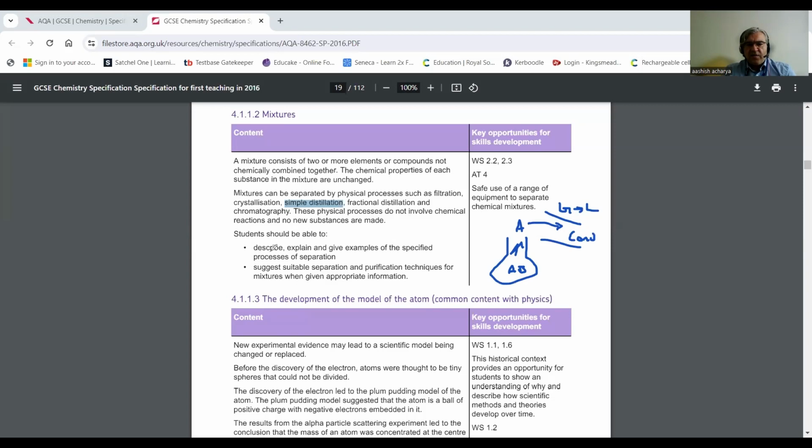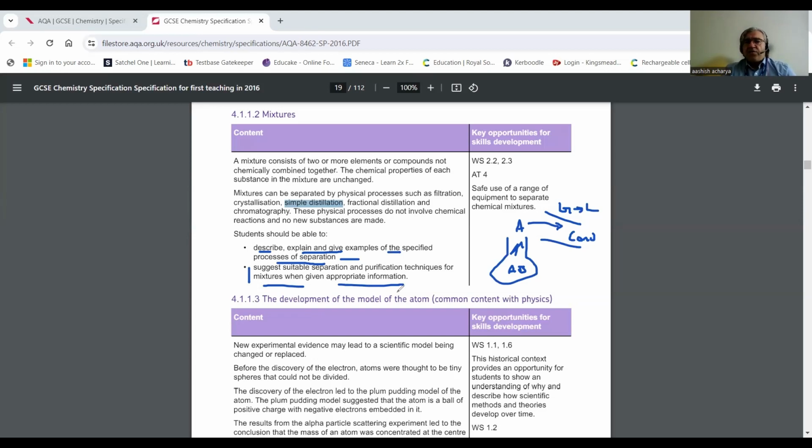It's saying here, describe and explain and give examples of specified processes of separation. That actually appears in Paper 2, where you have to be aware of fractional distillation. It says here, suggest suitable separation and purification techniques for mixtures when given appropriate information. So be aware, if it mentions distillation, the most obvious thing is to think, have they given you a mixture of liquids? If they have, use those properties. If one of the liquids has a lower boiling point, it can be evaporated easily, changing state from liquid to gas with lower energy, and then it will condense, turning into a liquid in the condenser.